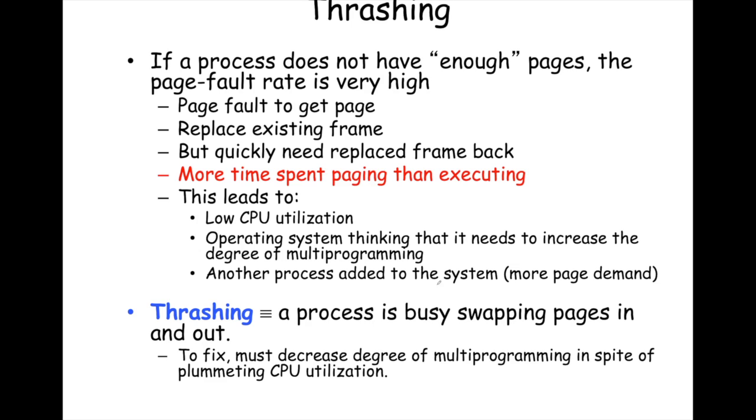And so thrashing is that condition where a process is busy swapping pages in and out. In order to fix thrashing, it's kind of non-intuitive. Your CPU utilization starts to plummet, but instead of increasing the degree of multiprogramming, you need to decrease the degree of multiprogramming, lessen the demand for pages by lessening the number of processes that are in memory contending for pages.